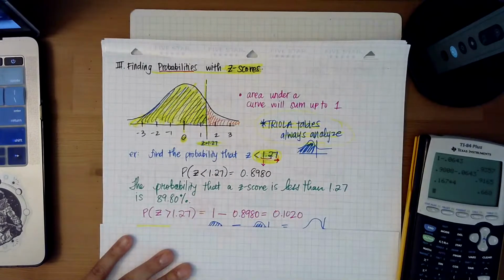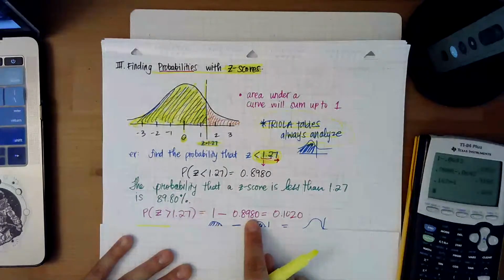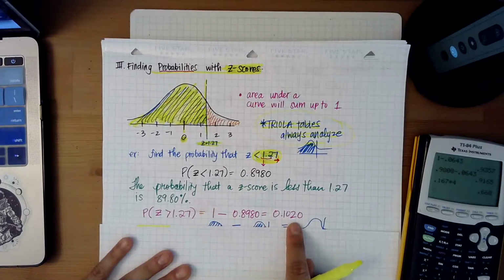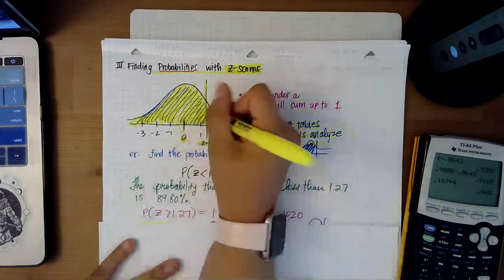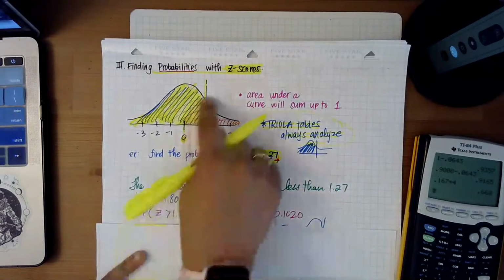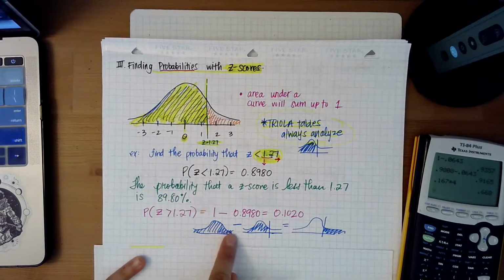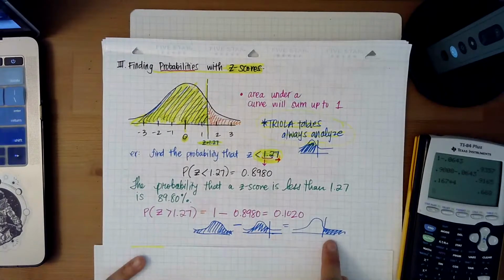To get the probability of z being greater than 1.27, all I have to do is take 1 minus the probability of being less than 1.27. That's going to give 0.1020, which means that's 10.20%. So this area here is 10% of that. So remember, it's a complement. Notice 1 is the entire curve. Subtracting the left-ended analysis is going to give me the right-ended analysis.